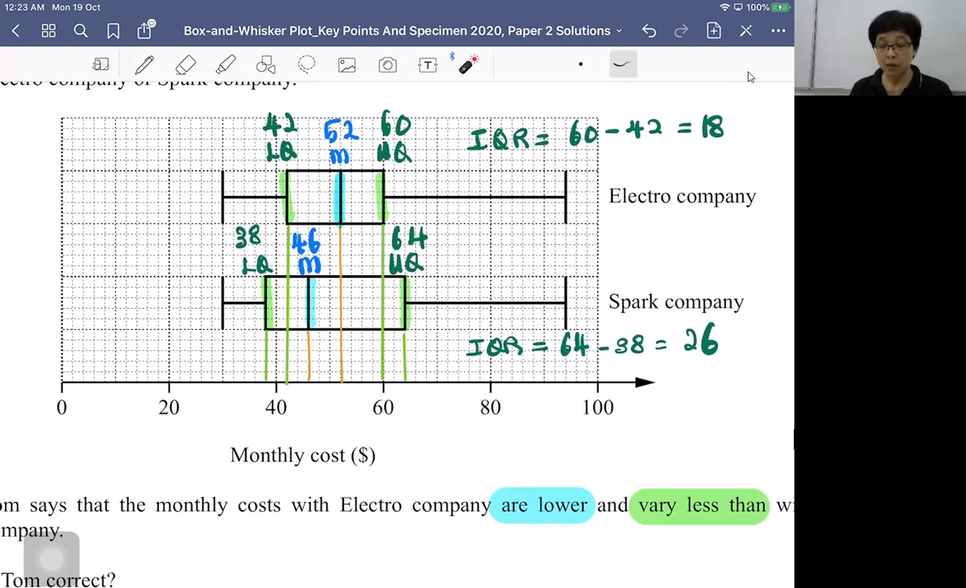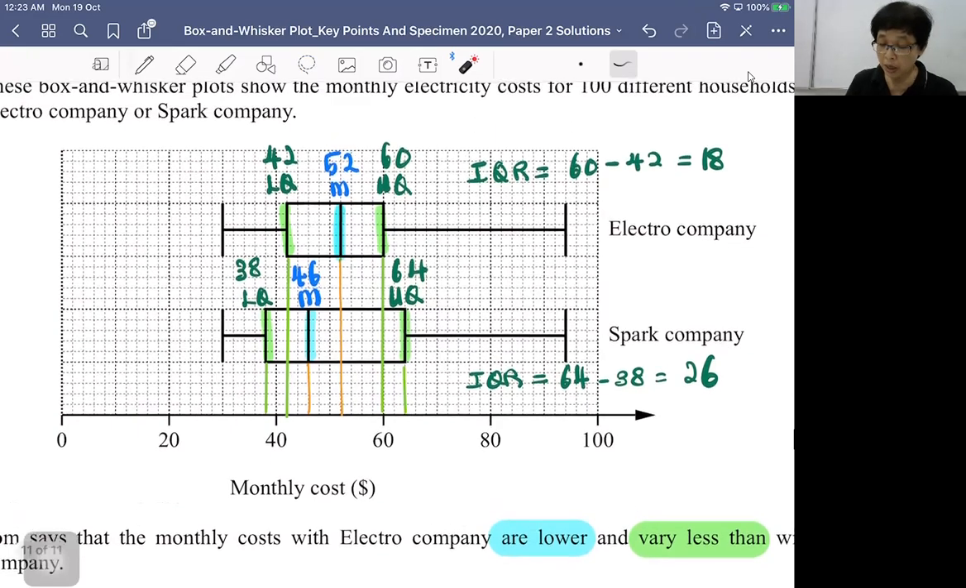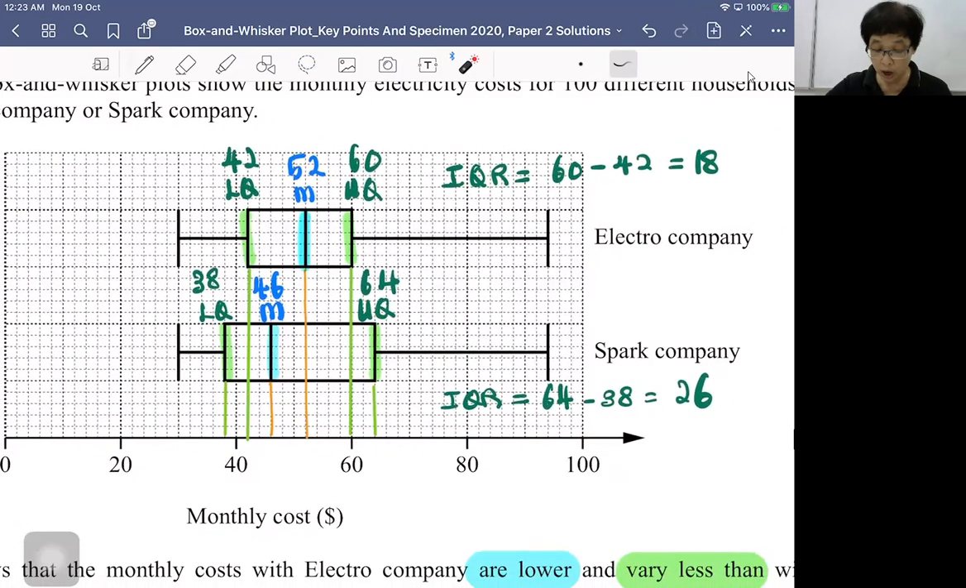Let's read them respectively. From the Electro company, you just go to the chart. The upper end of the box represents the upper quartile. Reading down all the way to the scale, you notice that it is 60. And then the lower quartile of Electro company, same thing. The bottom part of the box, or the left end of the box, coming down, you read that as 42. Then by taking the upper quartile minus the lower quartile, you get 60 minus 42, and then you get 18.